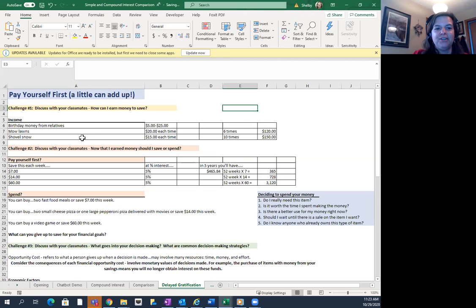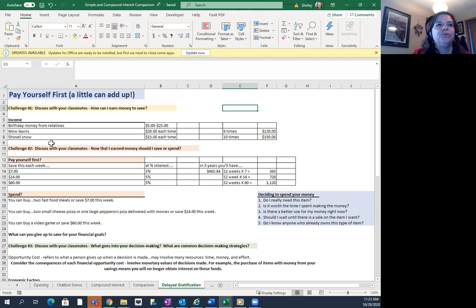Now, I, being a mother of 3 boys, 2 of them are in high school, a freshman and sophomore, and then I have one that is a sophomore in college at the University of Iowa. I know they saved some money from birthday money from relatives, so I put that as an idea out there. Mowing lawns. They mowed lawns, got about $20 each time they did it. So if you did it 6 times, you got $120. Shovel snow, $15 each, 10 times, 150.